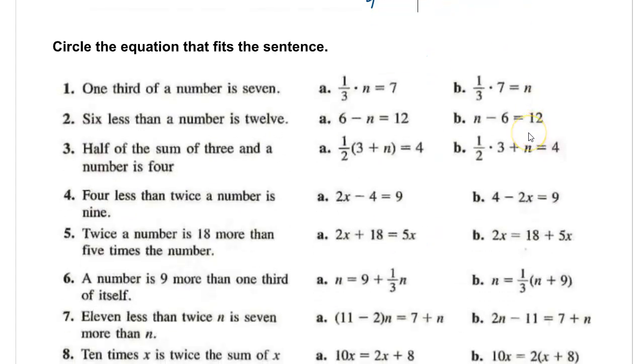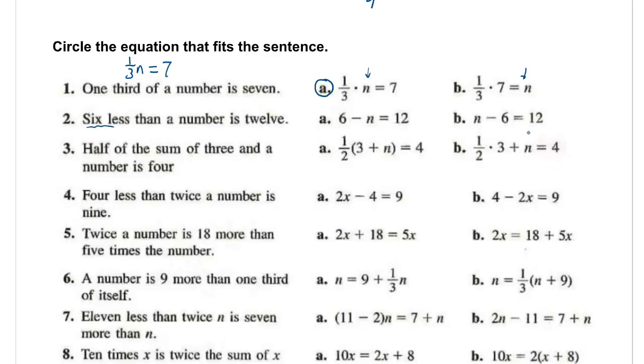Now the next set of problems are multiple choice. The answer is either A or B. So number 1, 1/3 of a number, so 1/3 and then a variable of your choice. But looking at the two choices in the multiple choice, they use the letter n both times, right? So we're going to use n here. And then it says is 7. And so that's choice A.